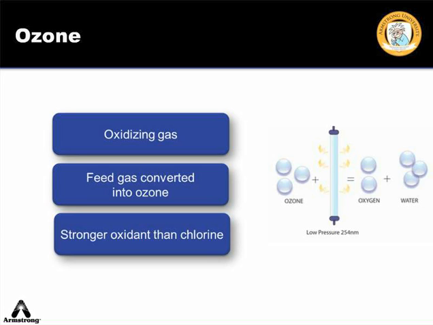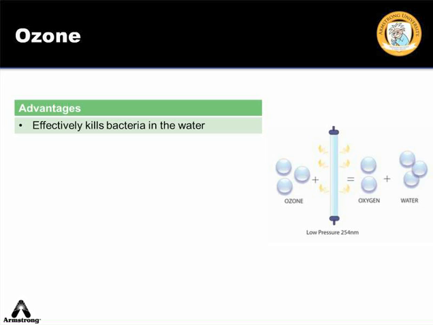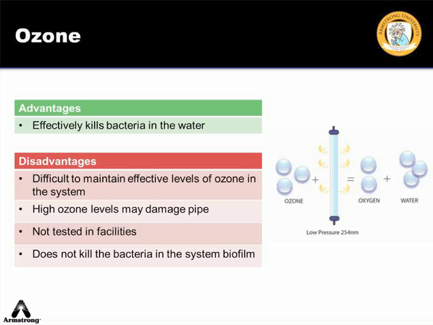Once produced, the ozone can then be used for oxidation and disinfection processes, as not only is it a stronger oxidant than chlorine, bromine, or chlorine dioxide, the byproducts of aqueous disinfection processes are oxygen and, in some cases, oxygenated species. The advantage of ozone treatments is that it effectively kills bacteria in the water. The disadvantages are it's difficult to maintain effective levels of ozone in the system as it decomposes into water. High ozone levels may damage pipe.